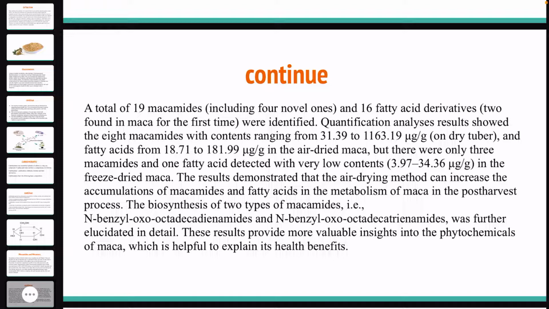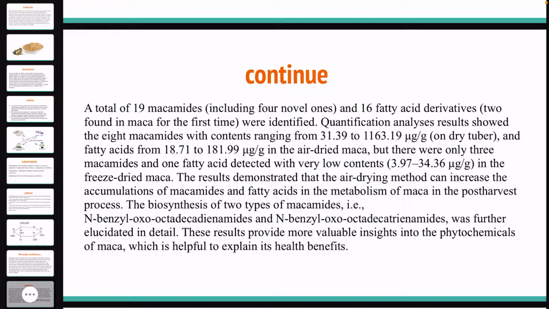Quantification analysis results showed the 8 macamides with content ranging from 31.39 to 1163.9 microgram per gram on dry tuber, and fatty acids from 18.17 to 181.99 microgram in the air dried Maca. But there were only 3 macamides and only fatty acids detected, with very low contents, about 3.97 to 3.436 microgram in the freeze dried Maca.